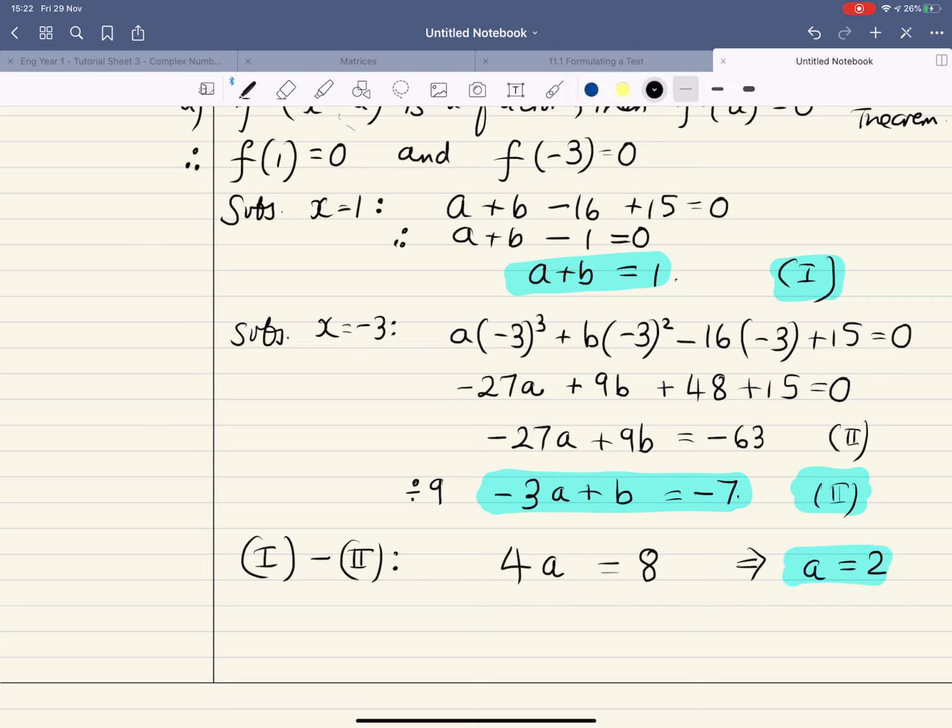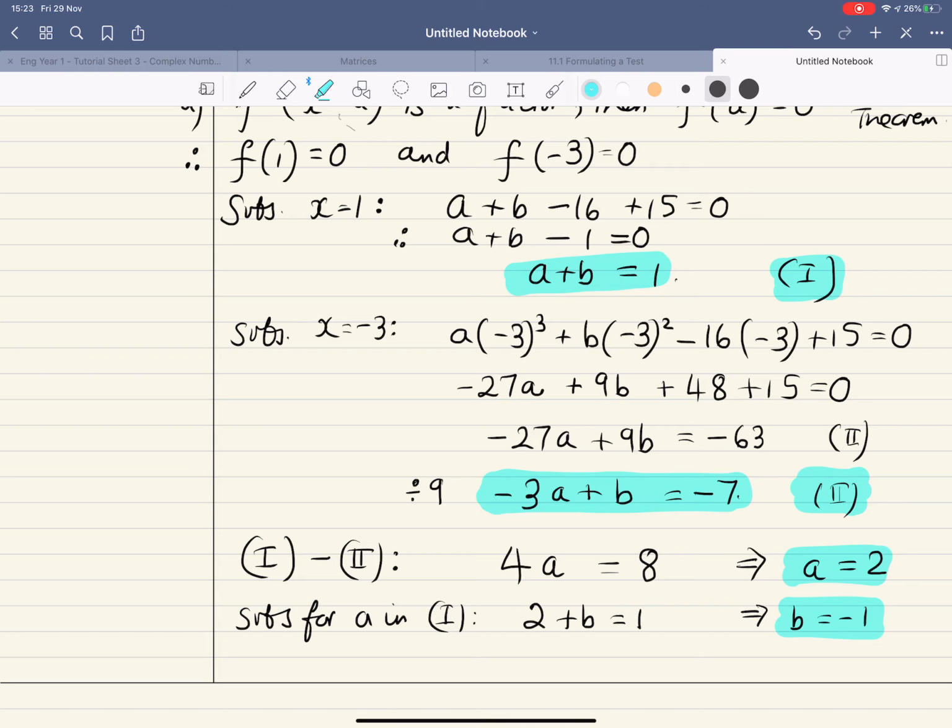And then we can substitute for a in, say, equation 1. Doesn't matter which one. Instead of a here, we can write 2. So it's 2 plus b is 1. This means that b has to be minus 1, because 2 minus 1 makes 1. Okay, so there you go. So we've now got our equation.